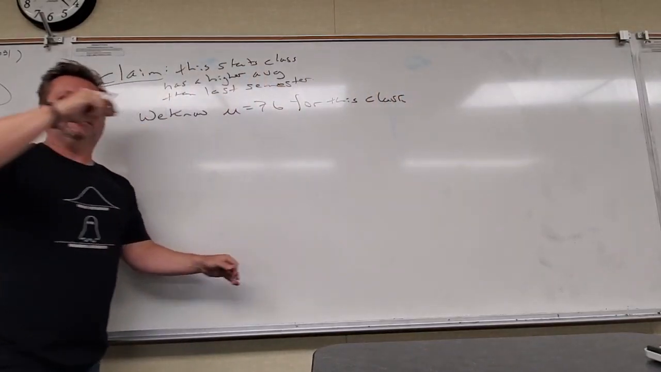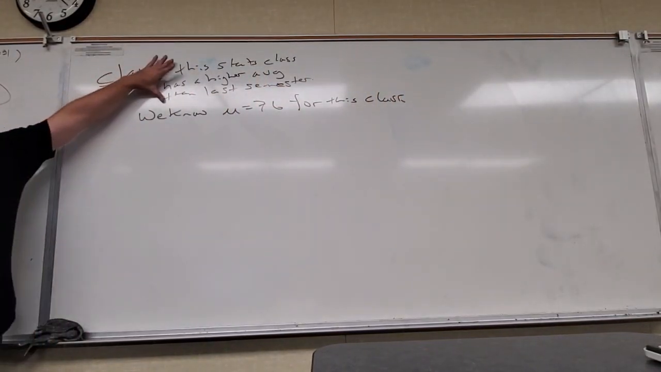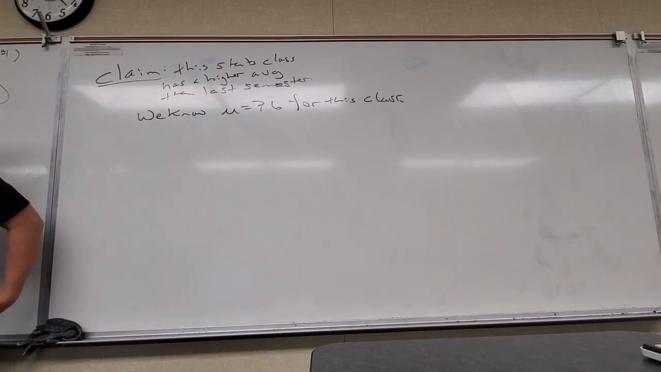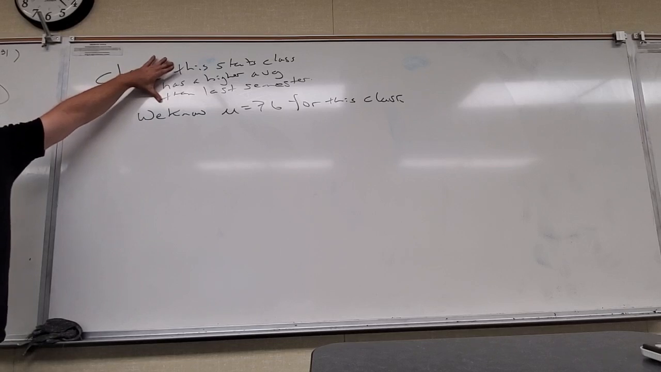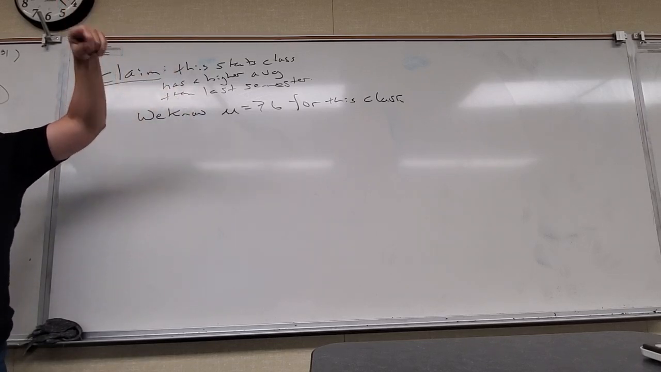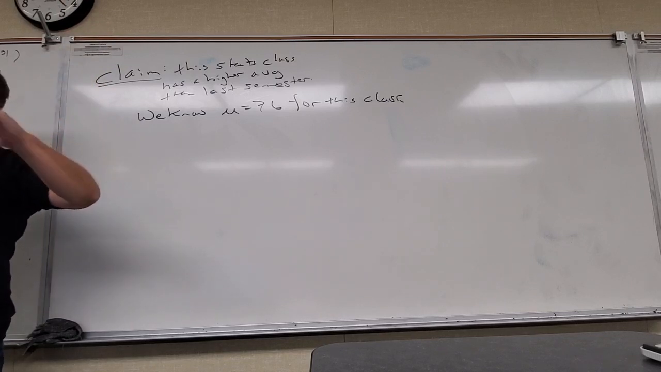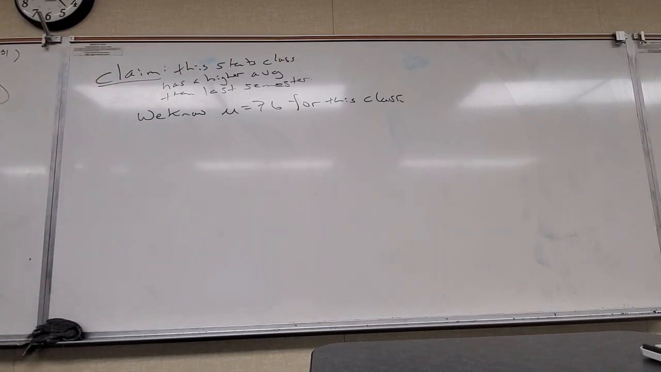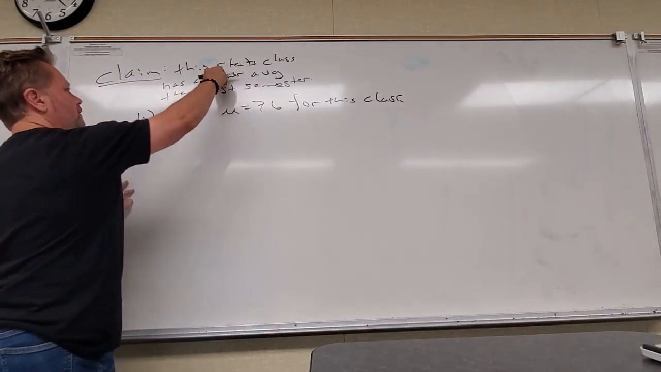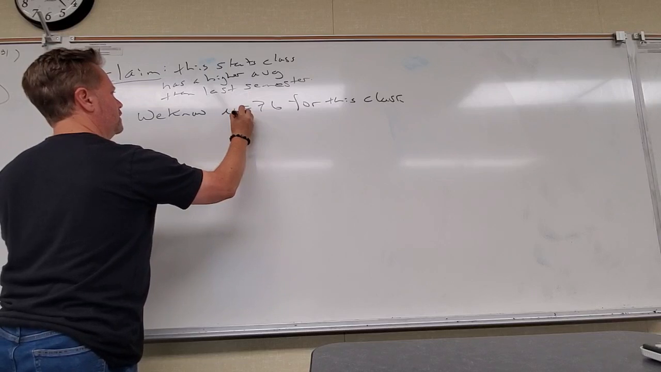Can somebody tell me how to write this English statement in Mathish? Which statement? How to write this statement. Now that we know this, how do you write this statement in Mathish? So this class has a higher average. So we would say this, mu now.